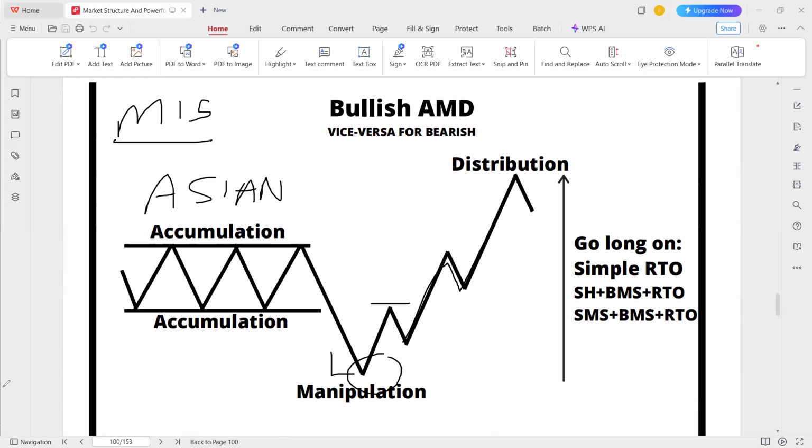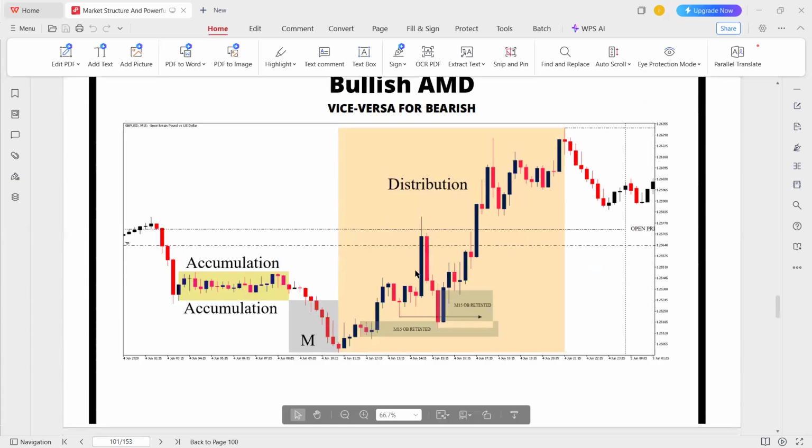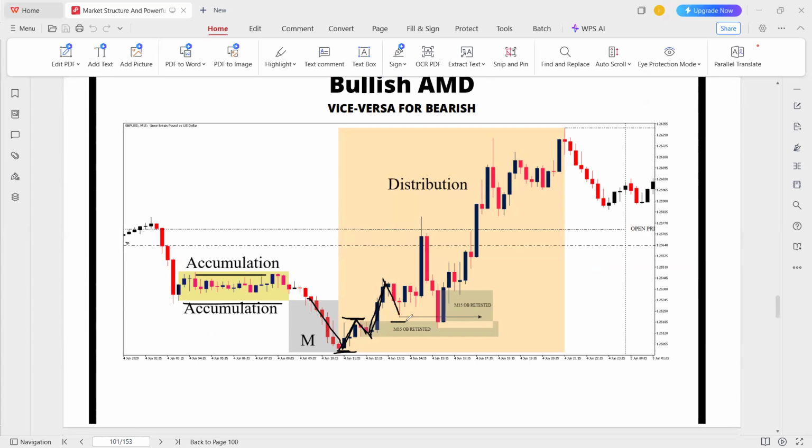All right. What's next? So that's an illustration of the actual price: accumulation, manipulation, then price starts to expand to the top side, right? We start to expand to the top side. So you can see price fails to take out this low. That's an SMS. Price now expands to the top side. That's a BMS. We retrace, we fail to tap into the OB.